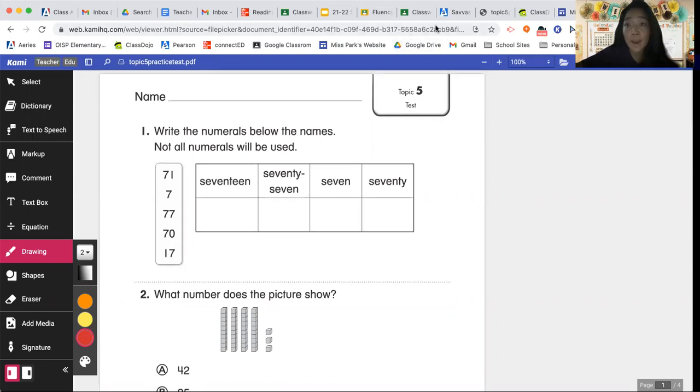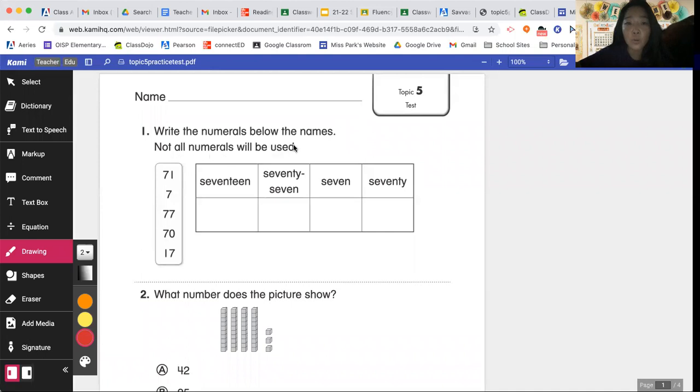So the way that math is going to be working is you guys are going to be looking at the questions, pausing the video, answering it yourself, either on a separate sheet of paper or on a whiteboard. And then after you get your answer, you're going to see how I explain it and see if you get it right. Okay. So number one, write the numerals below the names.